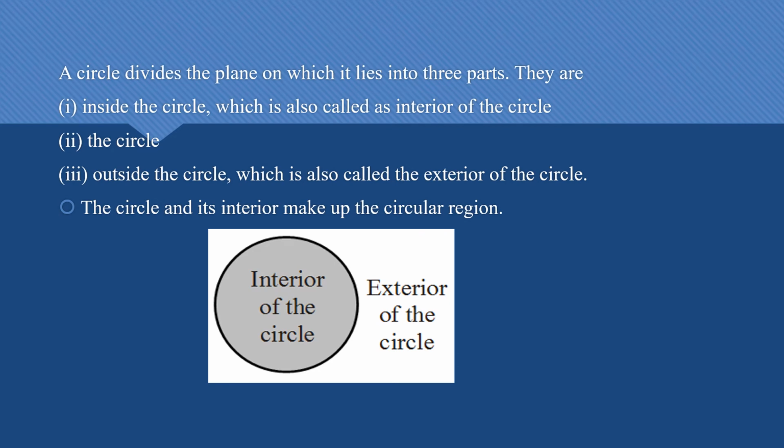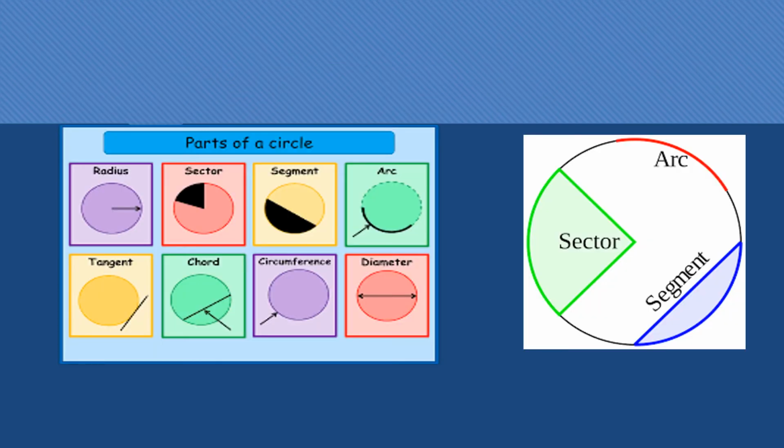We can see a circle divides the plane on which it lies into 3 parts. They are the inside of the circle, which is called the interior of the circle, and the outside of the circle, which is called the exterior of the circle. We can say the circle and its interior make up the circular region. Here we can see the different terms of the circle: the radius, sector, segment, arc, tangent, chord, circumference and diameter of a circle.